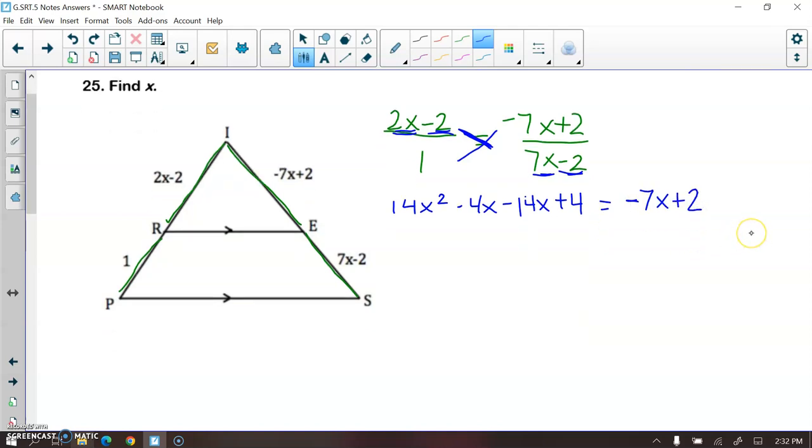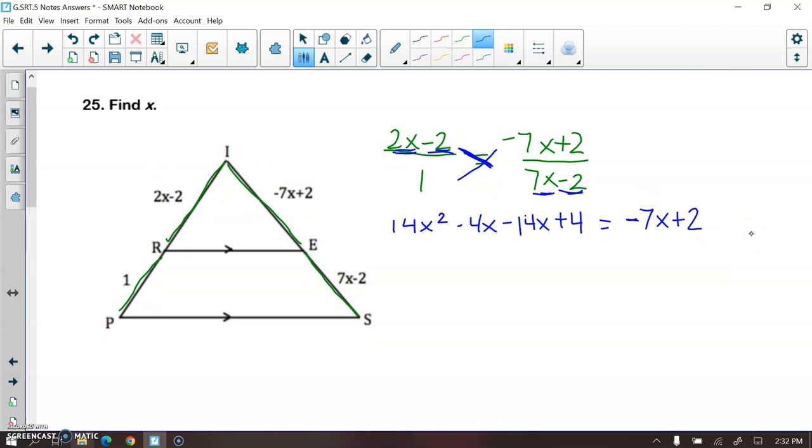So this is a quadratic. I'm going to want to set this equal to 0. So I'm going to want to get this negative 7x over here by adding it over and subtracting this 2 over. So I have a 14x squared minus a 4x minus a 14x is a negative 18x, and then I remember I'm adding this negative 7x over. So a negative 18x plus a 7 is a negative 11x squared, or x. And then subtracting that 2 over, I have a plus 2.